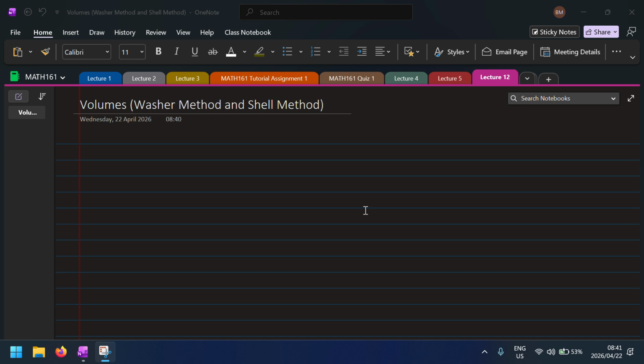Okay, let's get started. Today we're going to be doing the last bit of stuff for volumes, that is the washer method and the shell method. Tomorrow we're going to do some mixed problems, some problems from the disk method, washer method, and shell method. But they're all going to be mixed up, and I'm not going to tell you which method to use. That's how it's going to be in the test.